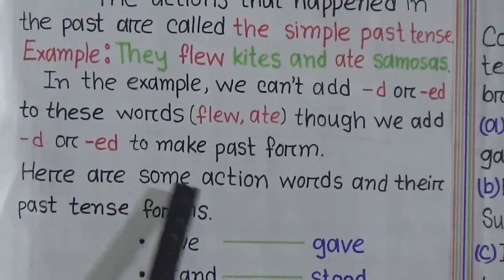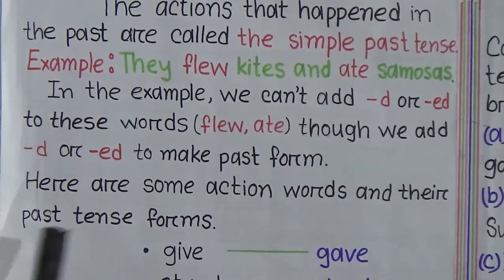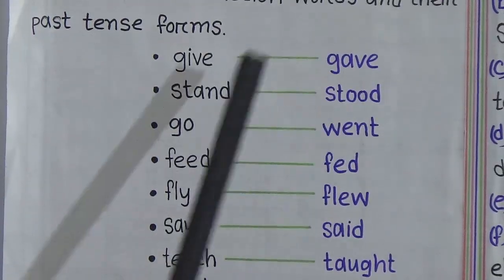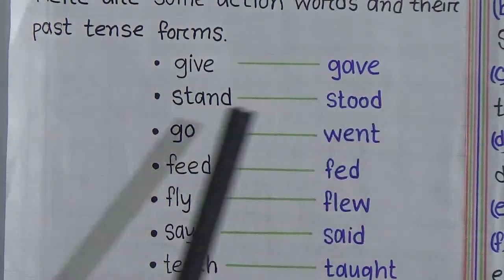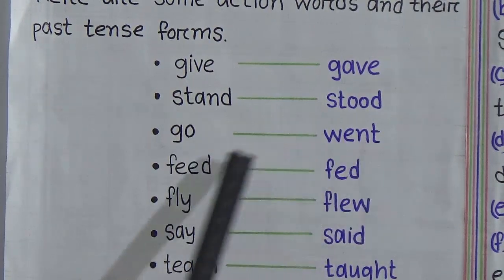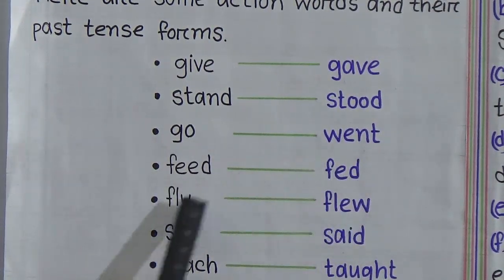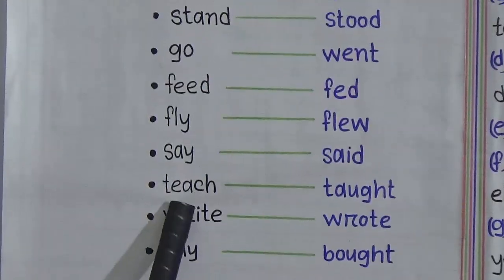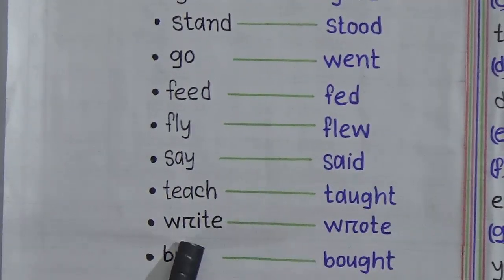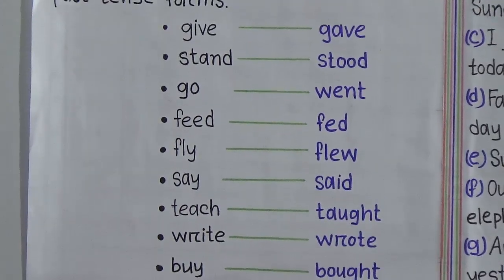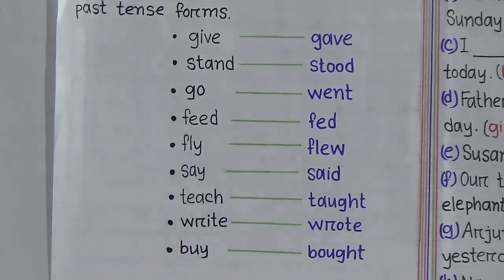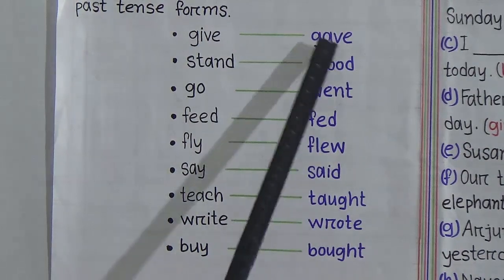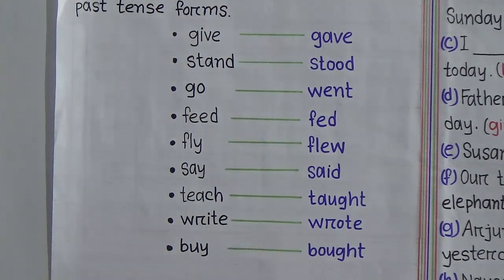Students, here are some action words and their past tense forms. Give, gave; stand, stood; go, went; feed, fed; fly, flew; say, said; teach, taught; write, wrote; buy, bought. Look here, these are past tense forms and these are called irregular verbs.